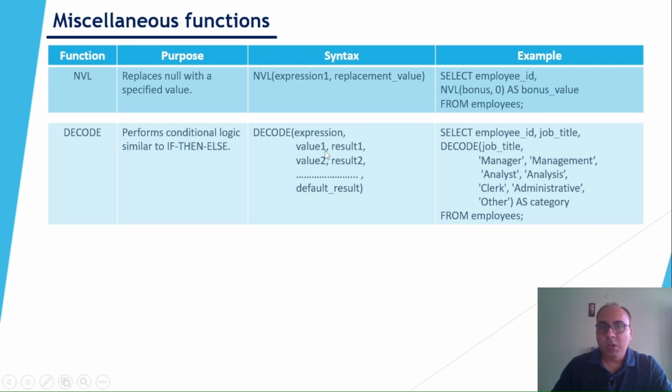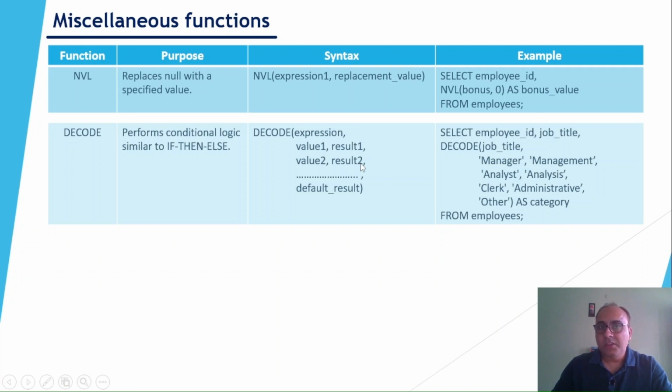Okay, then the value 1, then result 1, value 2, then result 2, and then the default result. Now let's try to understand this syntax. Here we'll have to specify some column value or some sort of condition. If that particular column value is value 1, then the result will be result 1. And if that column value is value 2, then the result will be result 2.